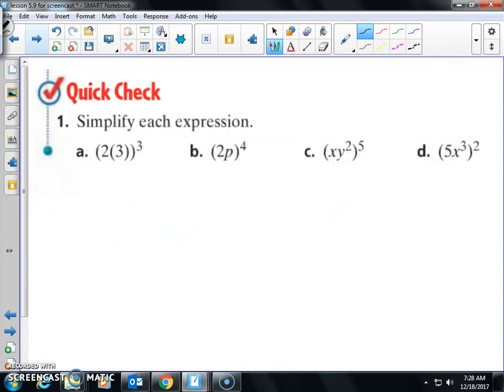So let's practice a little bit. Why don't you take a couple minutes, try these, pause the video, and come back and see me when you are ready. So in letter A, there are 2 ways to think of it.